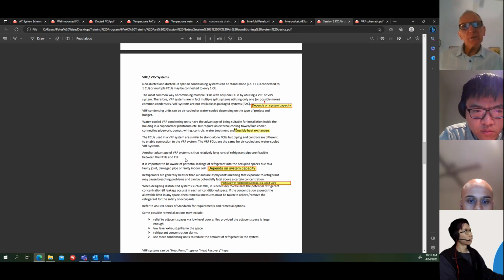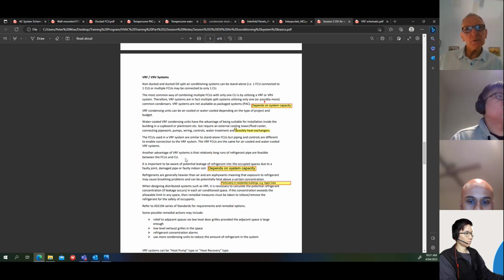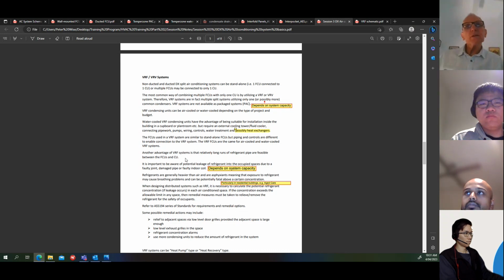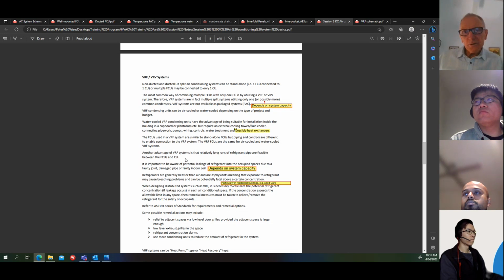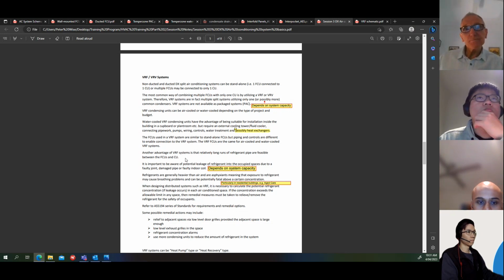It's important to be aware of potential leakage of refrigerant into occupied spaces if there's a fault in the system somewhere, like a faulty joint or a damaged pipe or something, faulty coil. So if you've got a VRF system with lots of fan coil units in a space with lots of rooms, and you've got, say, a fan coil unit in each room, there's potential, if there's a fault in the system, that the refrigerant of the whole system might leak into one room. It's unlikely, but it can happen.